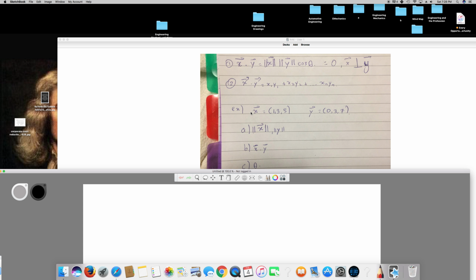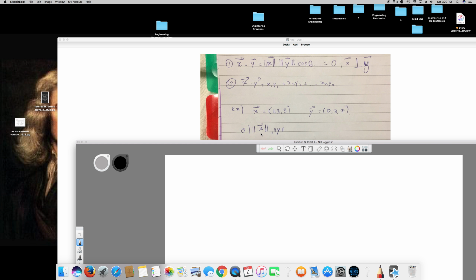So the first question is asking, x values given: 1, 3, 5, and y vector, so all of them are vectors. Y has given 0, 3, 7, and they are asking to find the x magnitude and y magnitude.